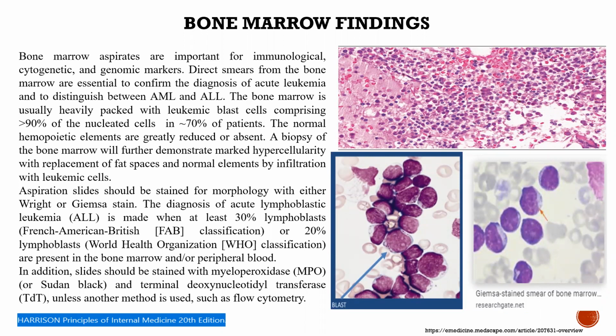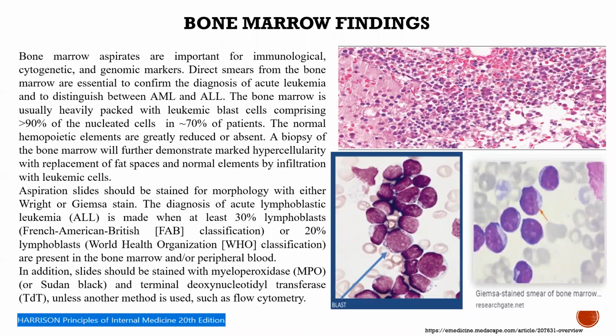Aspiration slides should be stained for morphology with either Wright or Giemsa stain. Here you can see Giemsa stain. Here's how a blast looks in a patient with lymphoblastic leukemia. The diagnosis of this type of leukemia is made when at least 30% lymphoblasts, or 20% lymphoblasts by the WHO, are present in the bone marrow or peripheral blood.